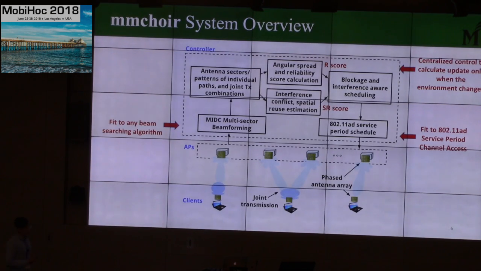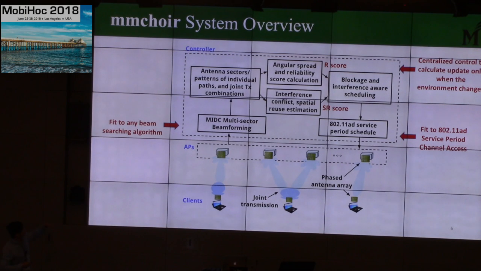This is the system overview of our mmChoir system. mmChoir is a centralized control system, so it can run on the controller, which is common in the enterprise network. The input of the system is all the beamforming information from the AP and the client. And then we calculate the combination of all these paths. After we get the combination of paths, we get the individual and the joint transmission candidates.